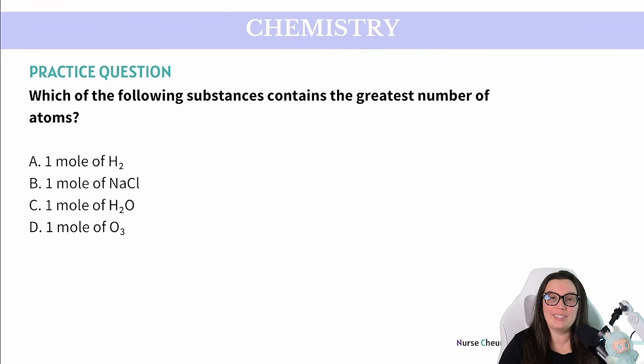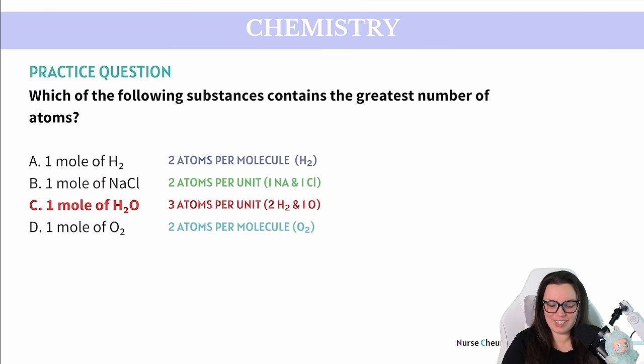So which of the following substances contains the greatest number of atoms? Is it 1 mole of H2, 1 mole of NaCl, 1 mole of H2O, or 1 mole of O3? And the correct answer for this is going to be C, 1 mole of H2O. So how do we break this down?